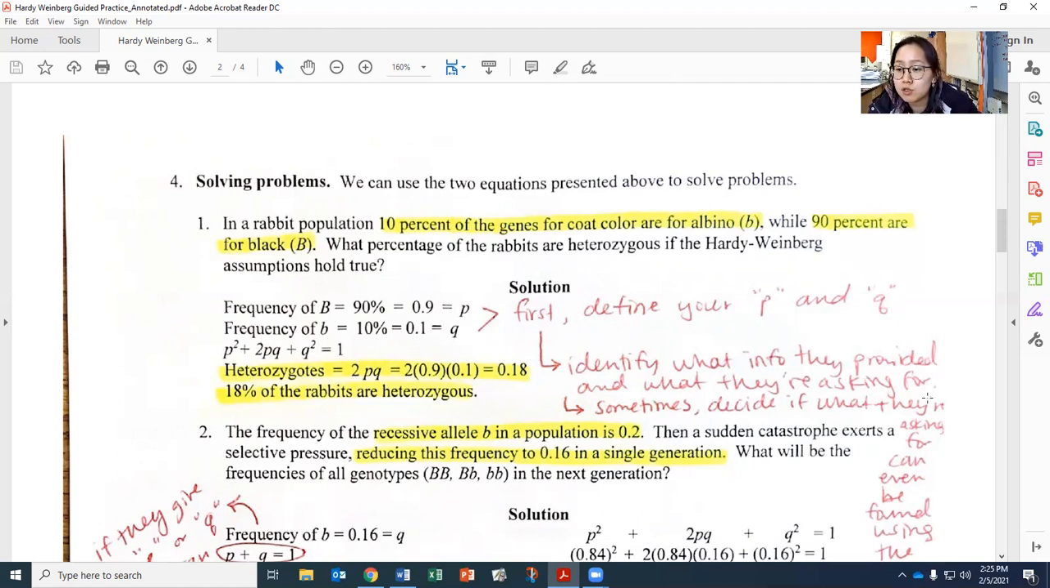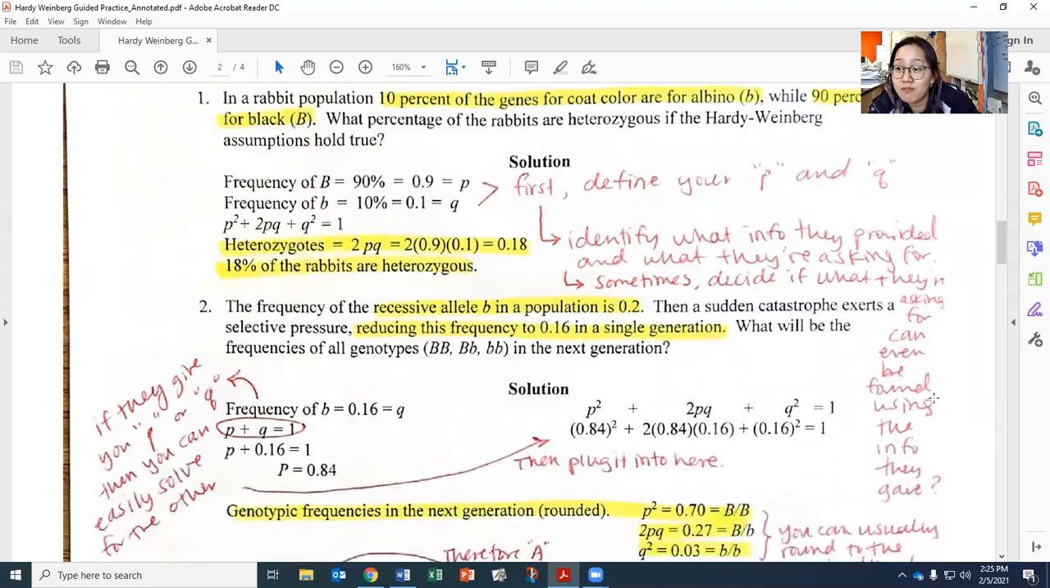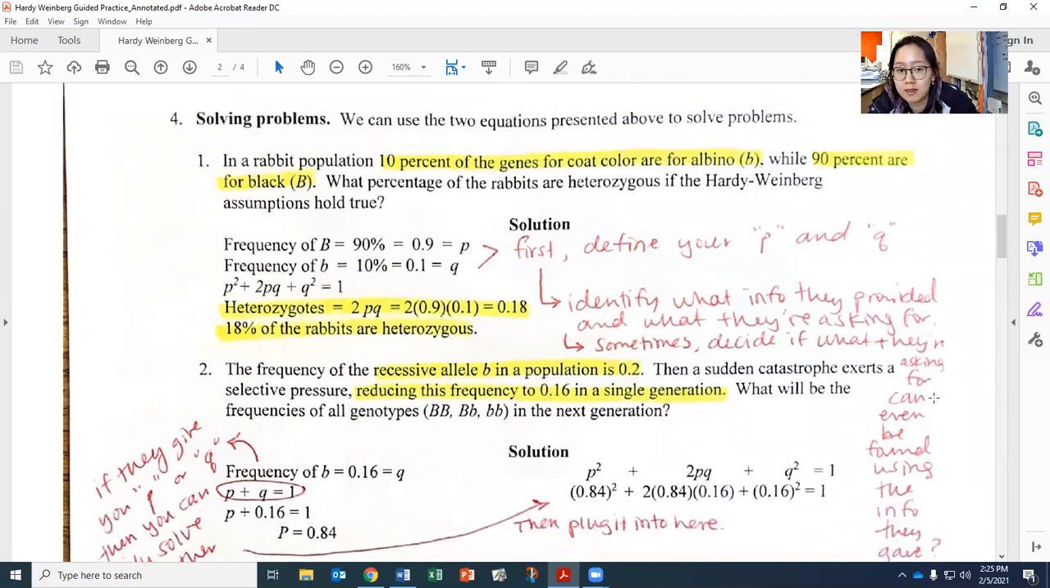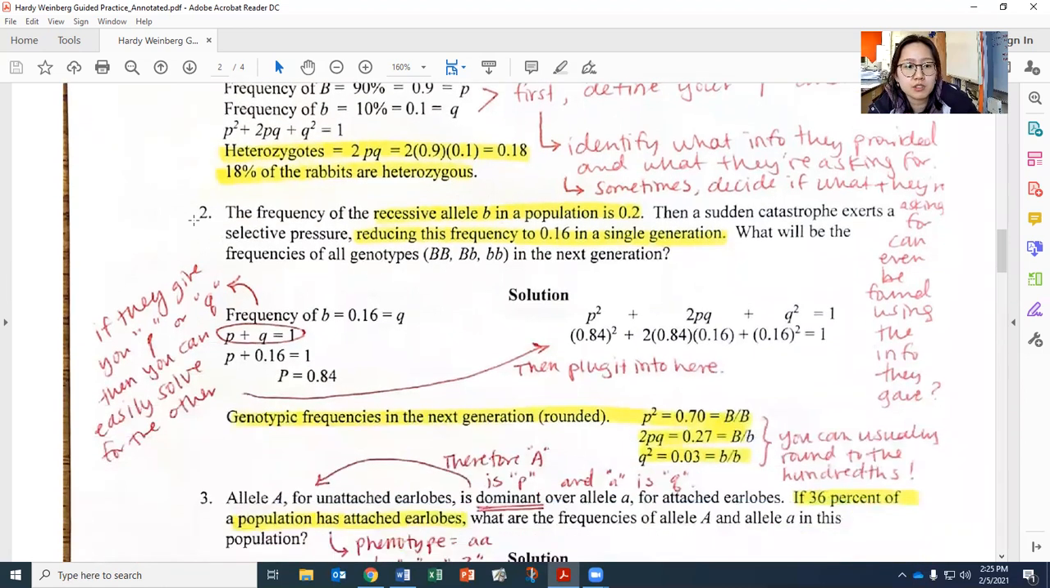And then sometimes you're going to decide if what they're asking for can be found super easily or if it's kind of an indirect thing. Number 2, an example. The frequency of the recessive allele lowercase b in a population is 0.2. They gave it to you. Good info. Then a sudden catastrophe exerts a selective pressure, reducing this frequency to 0.16 in a single generation. What will be the frequencies of all the genotypes in the next generation?